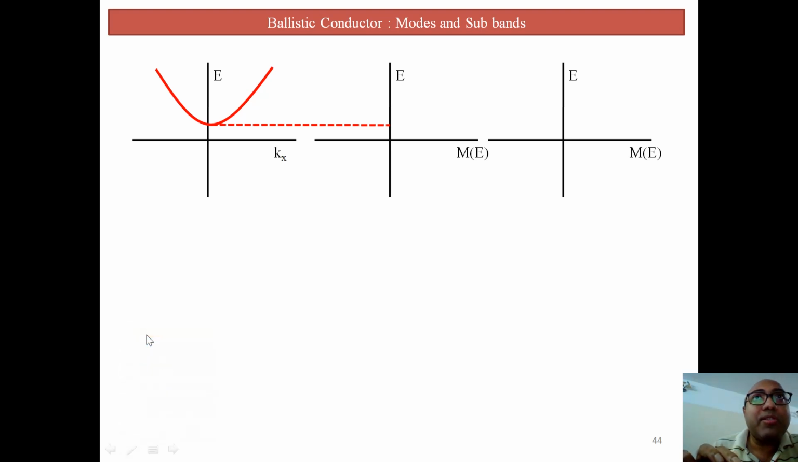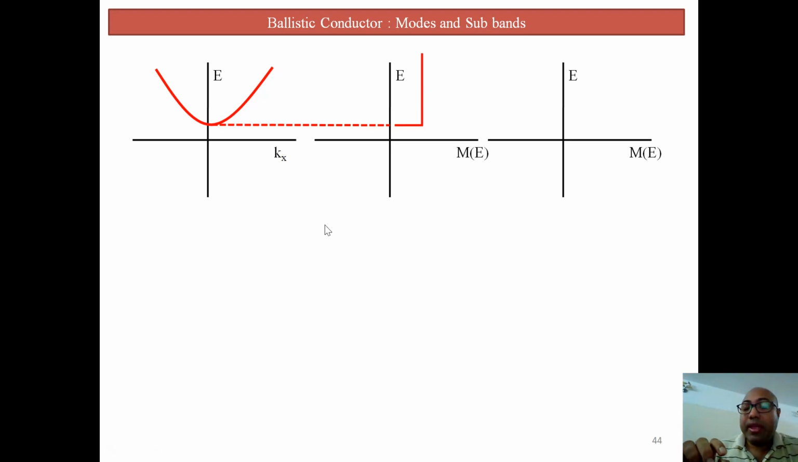You cannot have, so since it is a delta function, this portion is 0, no? Because if you try to put a limit from here to here, it won't be 0. So you will get an answer 1 only once you go above this red line. So this is the line.